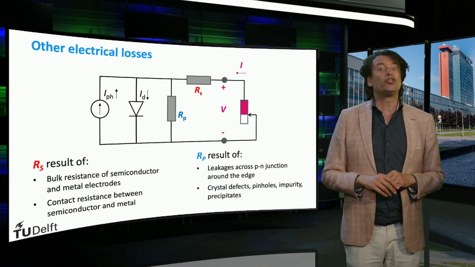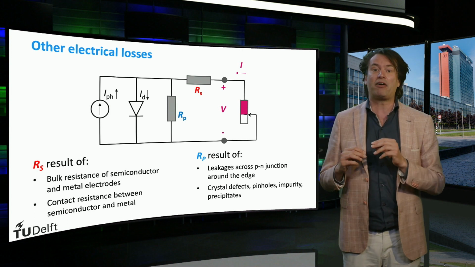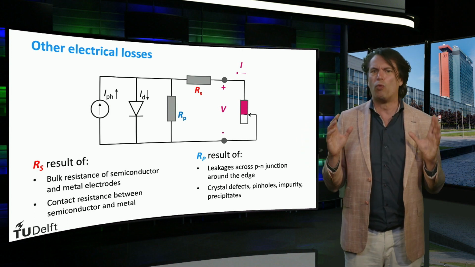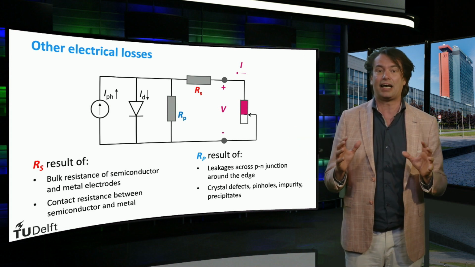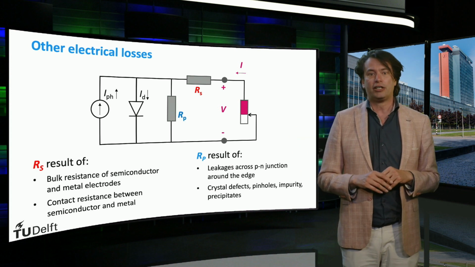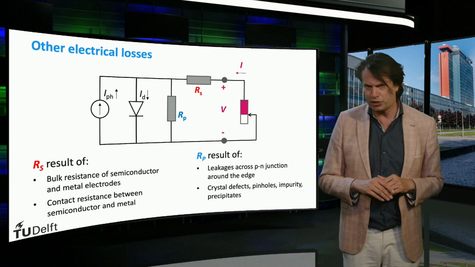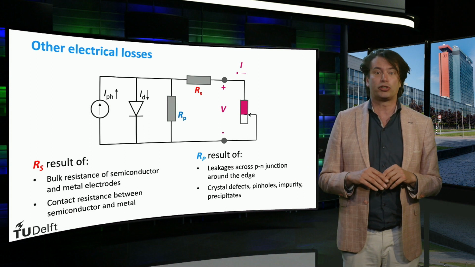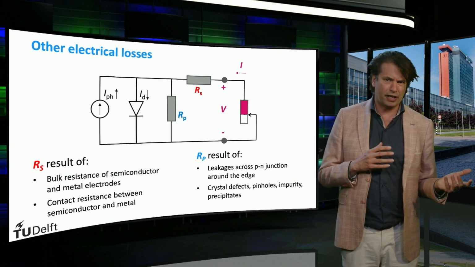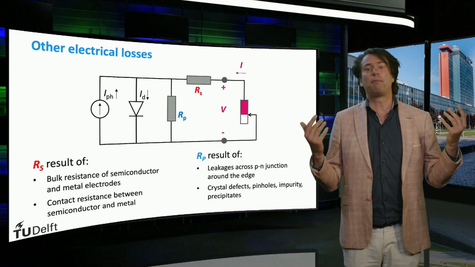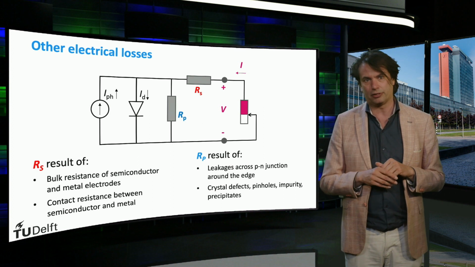Next, we look at the shunt resistance. If you remember, this resistance is parallel to our load, so we actually want it to be as large as possible, otherwise it acts as a sink for current that will reduce the power to the load. A reduced shunt resistance is caused by leakages across the PN junction around the edges of the solar cell, or defects, pinholes, and impurity precipitates in the semiconductor material.